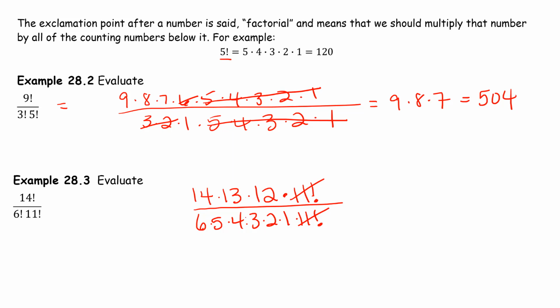So now we want to cancel whatever we can here. We've got a 12 on top. There's a 12 on the bottom. We can cancel that. We've got a 2 with a 14. That leaves 7. And that's about all you can do. So that is going to be 91 over 30.